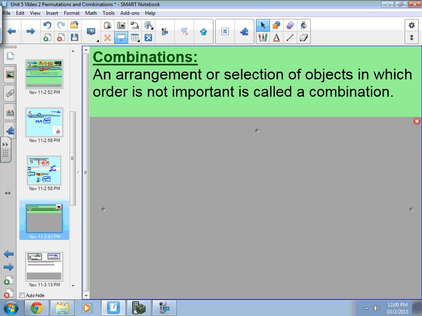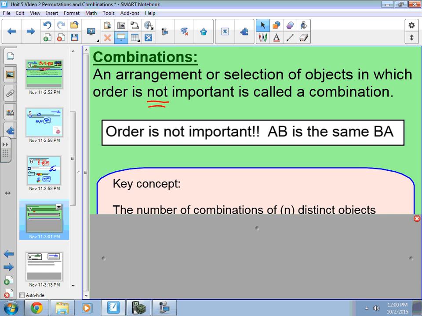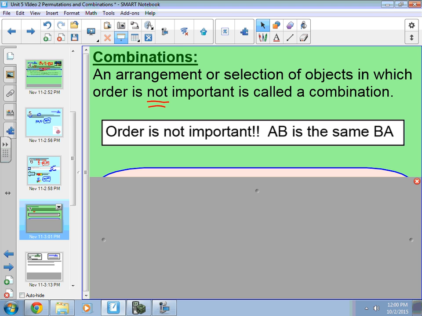All right. Next, the other one we're going to be looking at is combinations. A combination is an arrangement or selection of objects in which order is not important. So sometimes you want to select things, but you don't really care about the order as long as you're selecting different things. The big key with combinations is that order is not important. Selecting A and B is the same as selecting B and A. We don't care if A is selected before B or B is selected before A. We just want to select those two things.